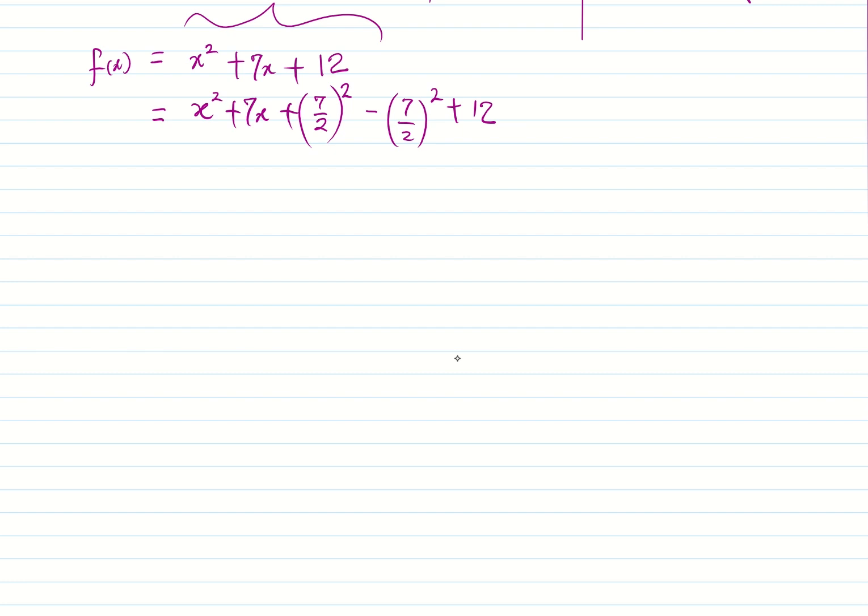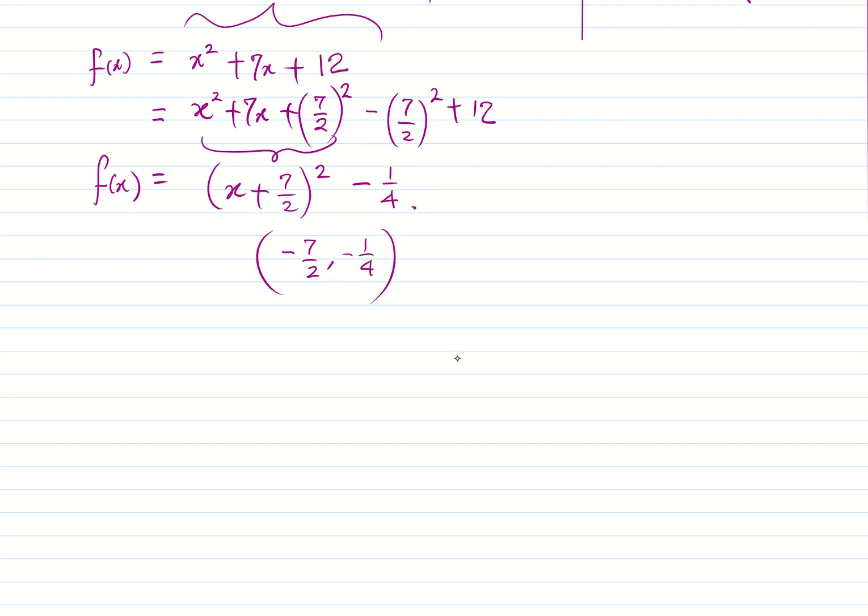Now having done that, I just need to simplify it. This trinomial here is the same as x plus 7 over 2 all squared. And then I need to only simplify this. If you do that with your calculator, you should get negative 1 over 4. So what I've done is I've written my y or my f of x in vertex form. Now to choose the vertex, all you need to do is to choose the negative of this, negative 7 over 2, and choose this, negative 1 over 4. And this is the vertex.